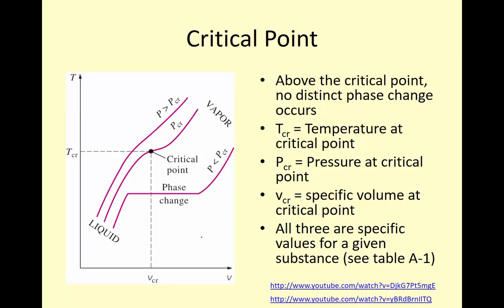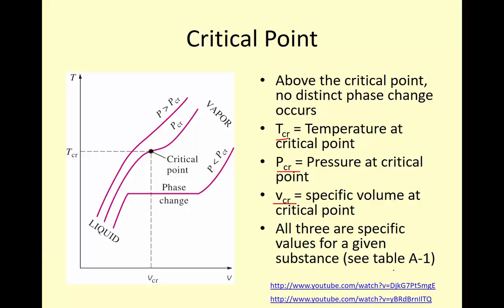Again, the critical point is where there is really no distinct phase change occurring. And so the critical temperature and the critical pressure are those temperature and pressure at which that occurs for a specific fluid. Similarly, the critical point at specific volume. And all three of these values are given for different substances. That's in table A1 in the appendices. You can pause the video and look at that if you want to take a look. And we do use these values later as we're formulating equations for ideal gases.